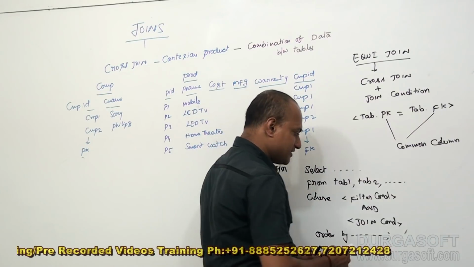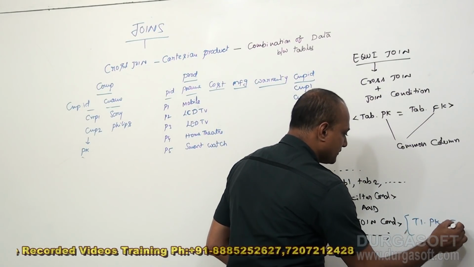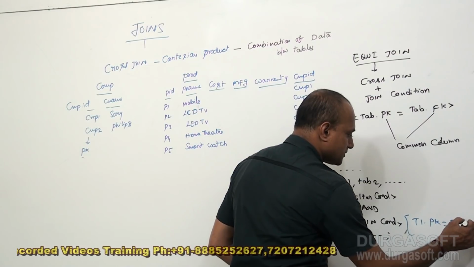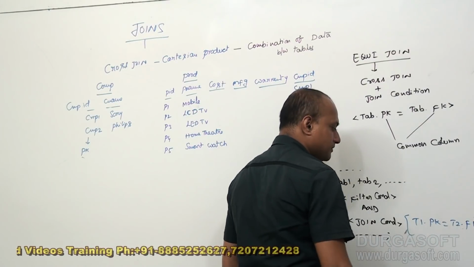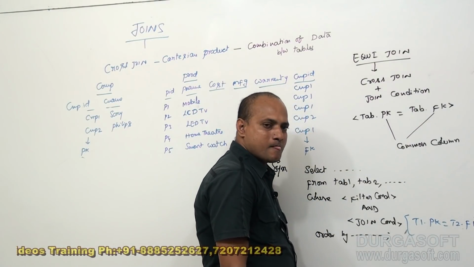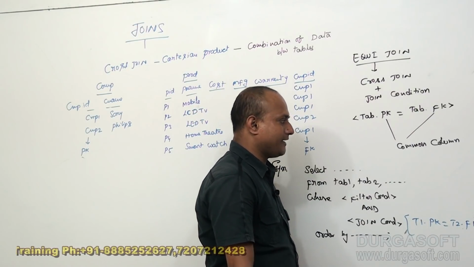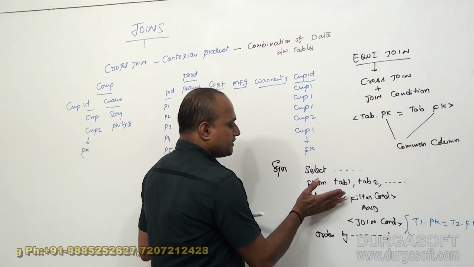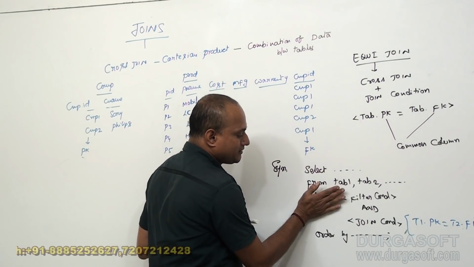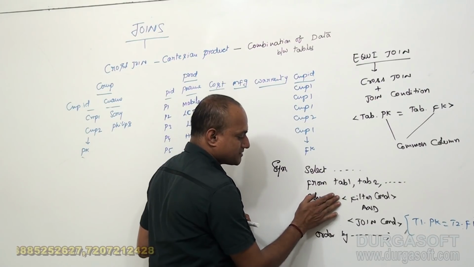What is a join condition here? Let us say table 1 dot primary key is equal to table 2 dot foreign key, or table 1 dot foreign key is equal to table 2 dot primary key. All we need is a common column between two tables to write a join query. See, first it will filter the data, then it will apply join, then only you have the highest performance.